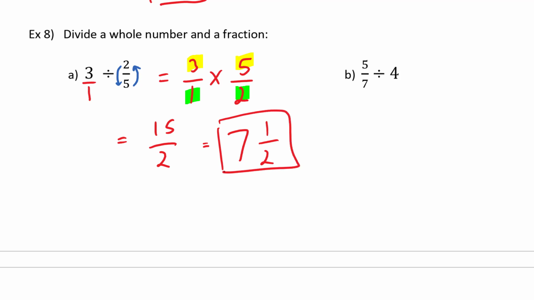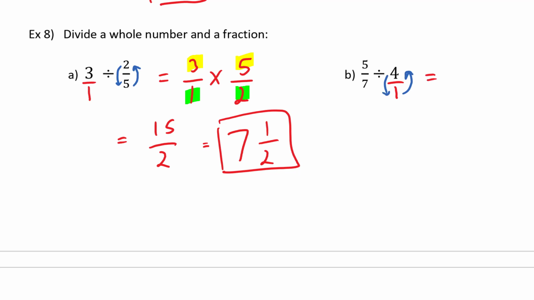So we turned our improper fraction into a mixed number. Now that was when we had our whole number in front of the division sign. Now let's see what happens when we have the whole number after the division sign. Change that whole number into a fraction by placing it over a denominator of 1. We then take the reciprocal of the value coming after the division sign.